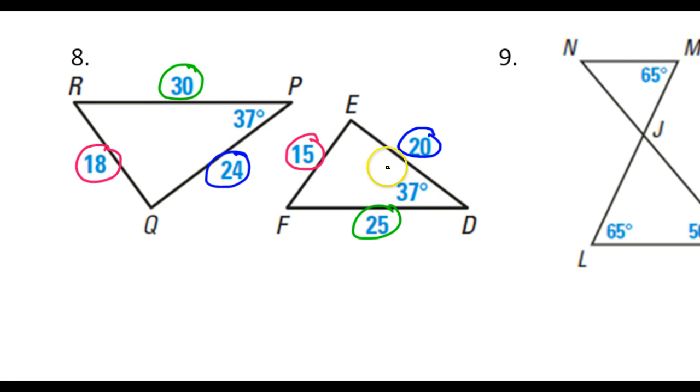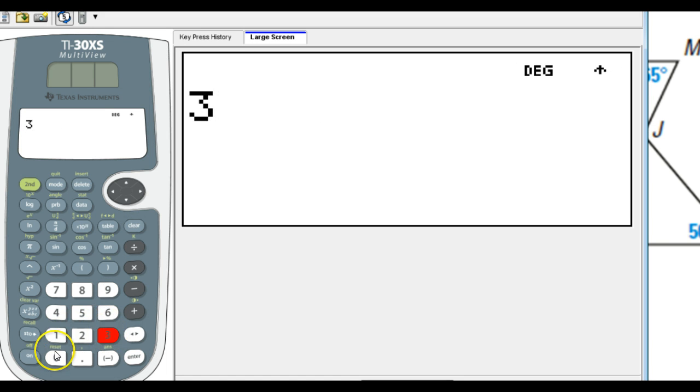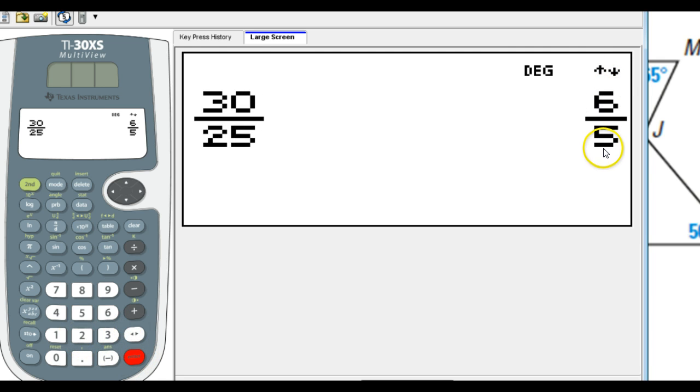We know the angles are the same. So let's check the green pair of sides. So that would be 30 over 25. Okay, I can do this in my head, but I've done that lots of times. So I'm going to show how you could use your calculator. So that's 6/5.